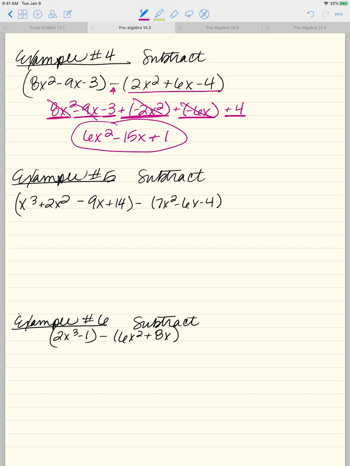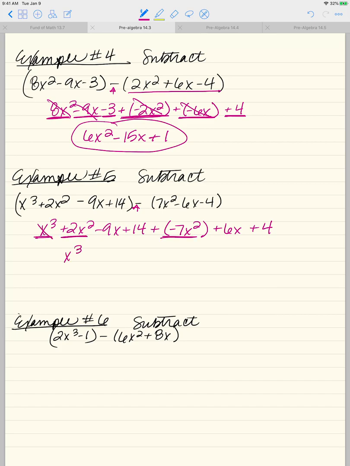Example number 5, we're subtracting trinomials again. Actually, we're subtracting a trinomial from a polynomial that has 4 terms. Keep the first one the same. Change this to addition and add the opposites. Negative 7x squared plus 6x plus 4. X cubed is all alone. No one for that to combine with.